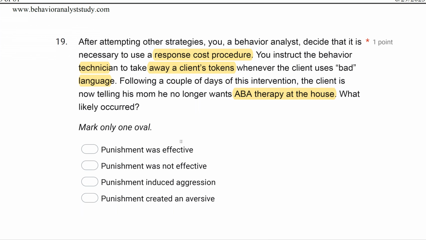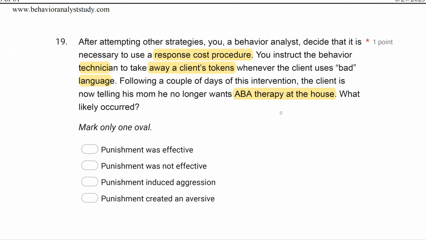So what likely occurred? A, punishment was effective. B, punishment was not effective. Do we know if the bad language stopped? We have no idea what happened to the bad language. We have no idea if punishment was or wasn't effective. We only know if a consequence was effective based on future behavior. And all we know is the client says, I don't want ABA therapy. We don't know anything about the actual bad language.